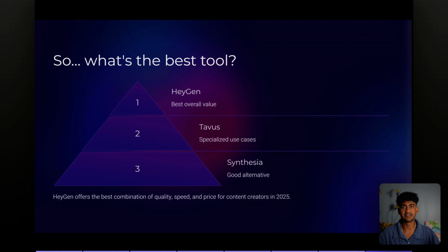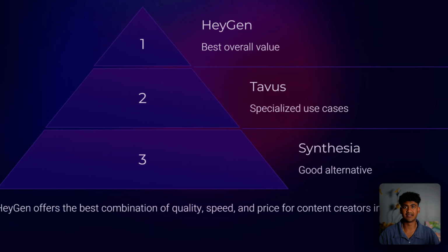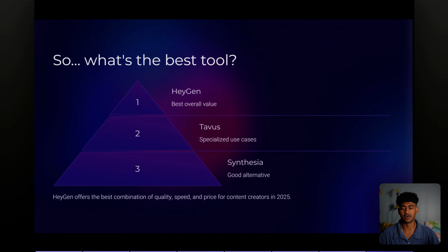Then number 3 is Synthesia. I think it's a good alternative, but it definitely has a long way to go to match these other 2 tools in terms of overall value. So I would go for HeyGen at the end of the day. So like I said, HeyGen is definitely the number 1 AI cloning tool out there to automate and scale your content creation.